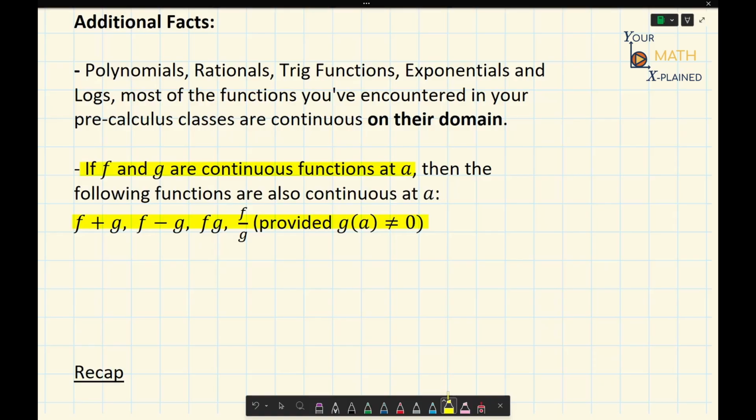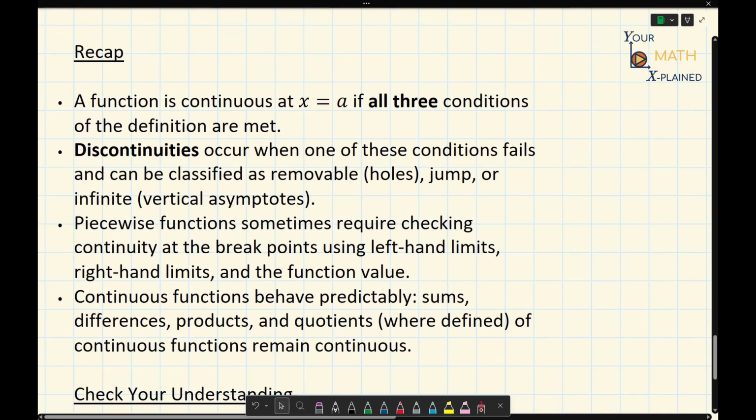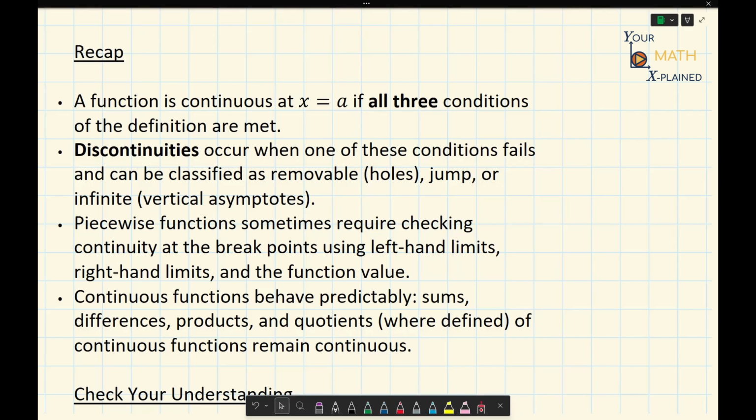So now let's do a recap of what we covered in this video. We introduced the formal definition of continuity. It says that a function f is continuous at x is equal to a if all three conditions of the definition are met. And those three conditions are that a has to be within the domain, the limit as x approaches a for a function must exist, and lastly, not only does that limit have to exist, it has to equal the function value evaluated at x is equal to a.